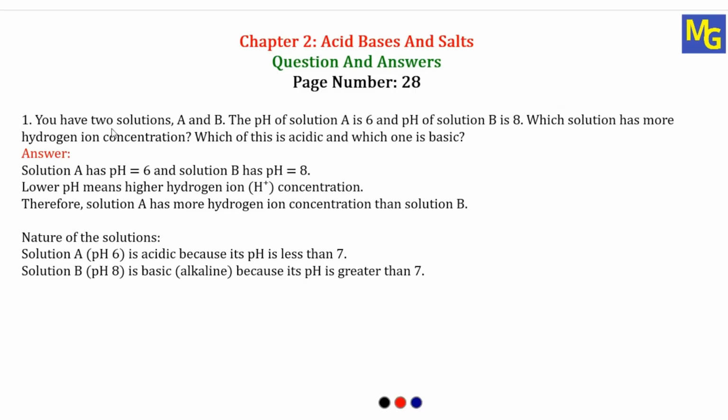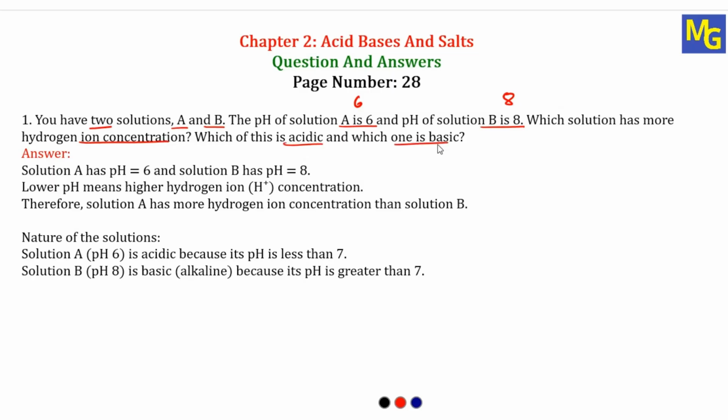So let's start with question number 1 on page number 28. Question says you have two solutions A and B. The pH of solution A is 6 and the pH of solution B is 8. Which solution has more hydrogen ion concentration? Which of these is acidic and which one is basic?